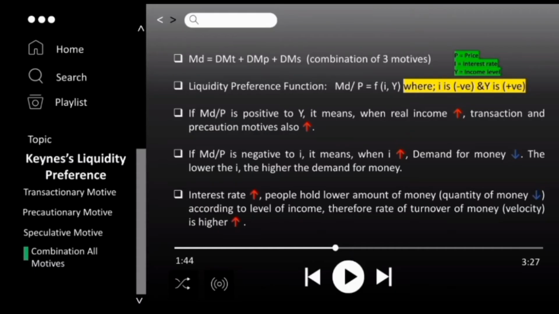From these three motives, we can conclude the money demand by combining all three. So the liquidity preference function is represented by this equation, whereby money demand over price is positive to Y. It means that when real income increases, transaction and precaution motives also increase. So when the interest rate rises, people hold a lower amount of money, which results in the rate of turnover of money being higher.